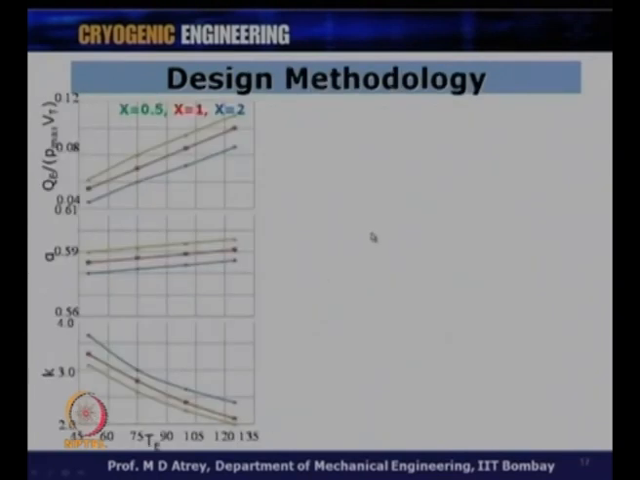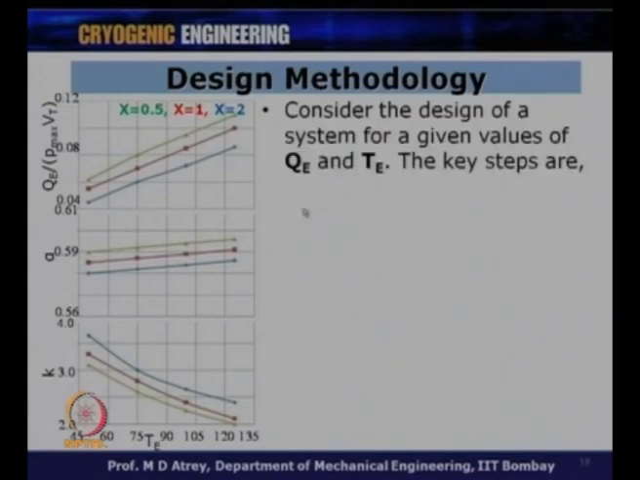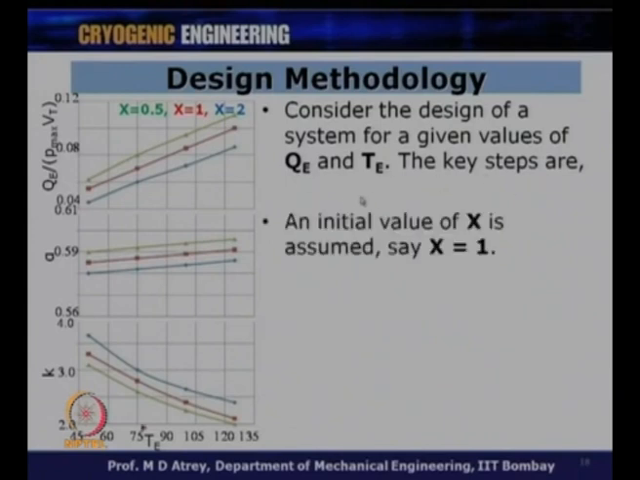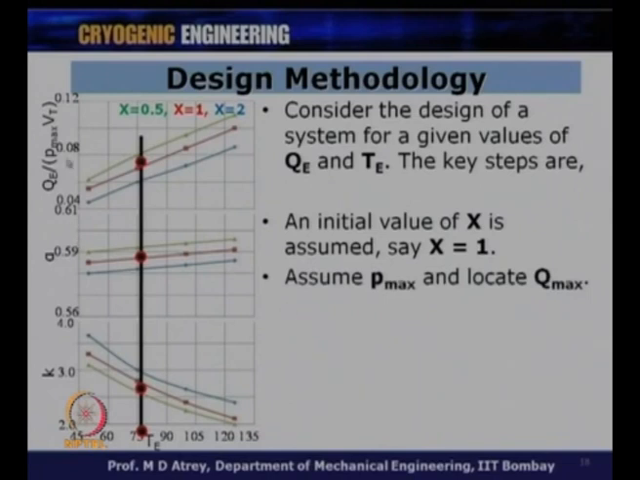So, the design methodology: I will know the value of QE, that is the cooling effect required, and at what temperature TE. The key steps are as follows. An initial value of x may be assumed. First, I draw a vertical from TE equal to 77 Kelvin up to this parameter, and assume that x is equal to 1 to begin with. x may be 1.1, 1.2 or 2 or 0.7 or 0.8, I can determine that later, but in the beginning if I assume x is equal to 1, from here I will understand my Q max value.